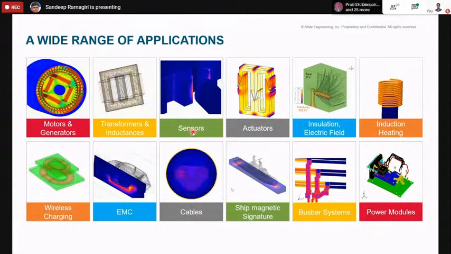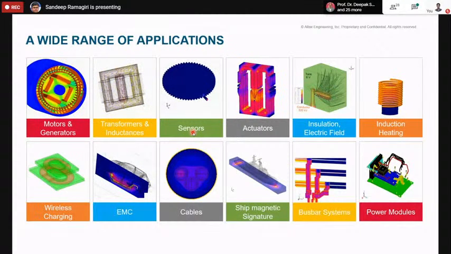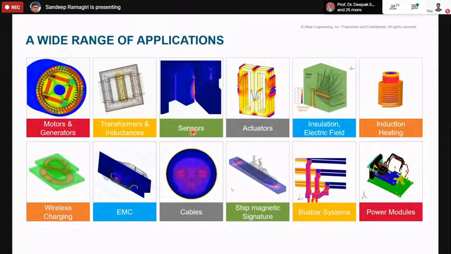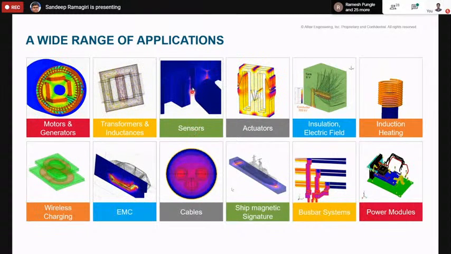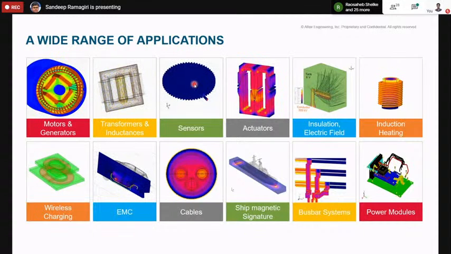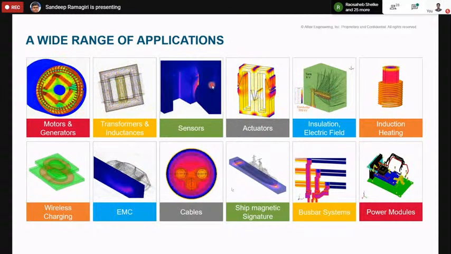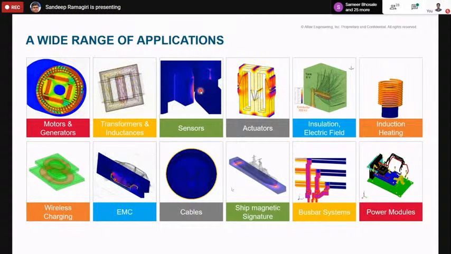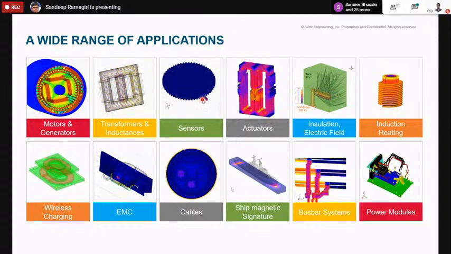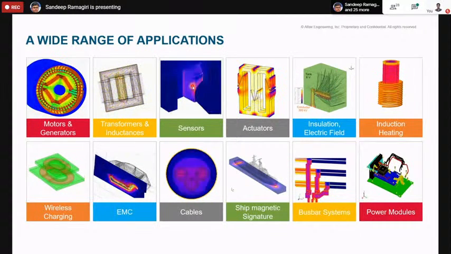And what we can do, so we can simulate the motors, and we can also simulate the generators. Then we can do the transformers and inductances. We can also do the sensors. As you can see here, there is a wheel, and there is a sensor placed near the wheel. And as the wheel is rotating, there is a change in the reluctance path, because of which the magnetic field is varying. So these kinds of simulations we can do.